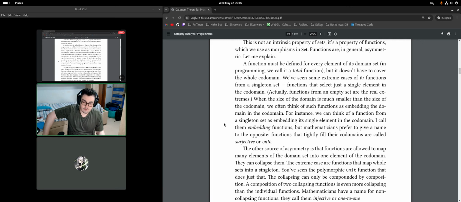If you have a domain that is smaller than the codomain, he says he's going to call those functions, which map elements from the domain to the codomain, embedding functions. So you can imagine the domain as kind of wrapped, like the codomain being greater than the domain, so being like this.